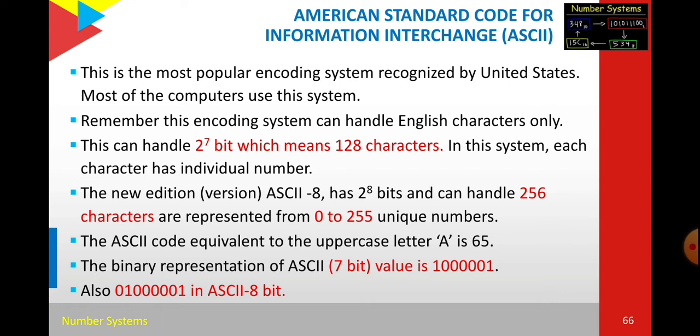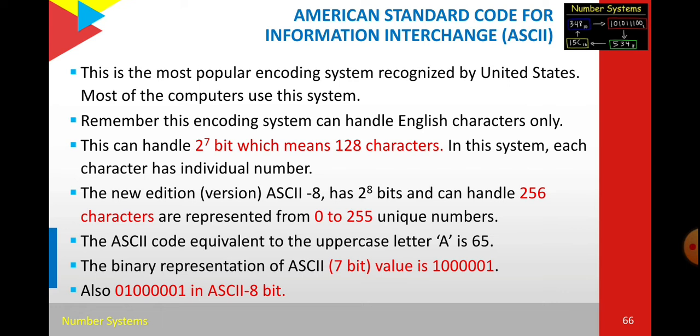The same letter, uppercase A, will be represented in 8-bit, which means we are using 8 bits. A bit is nothing but either 0 or 1; the expansion of bit is binary digit. So binary digit means either 0 or 1, and 8-bit means we have 8 digits in total. Now you can see how the capital letter A is represented in ASCII 8-bit format: 01000001.